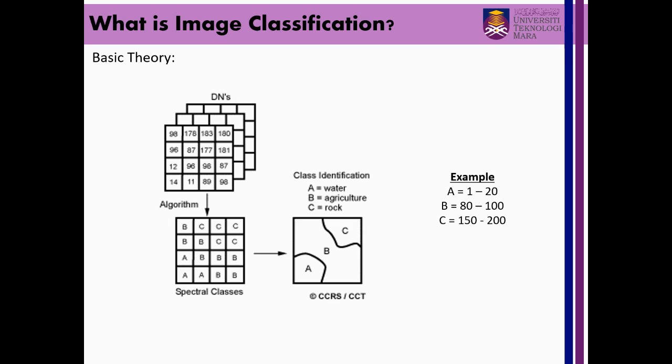For example, here we have three classes, which are water, agriculture, and rock. This algorithm will classify the pixels based on the spectral value or digital number of each pixel. So for example here, for class A, which is water, pixel values from 1 to 20 will be classified in the water class. Pixel values from 80 to 100 will be classified to the agriculture class, and the third one, digital numbers from 150 to 200, will be classified to the rock class.